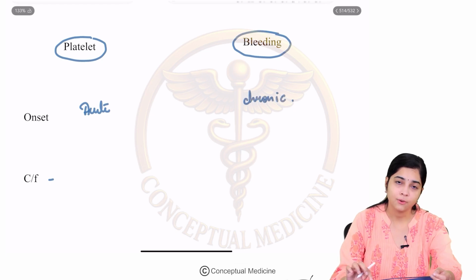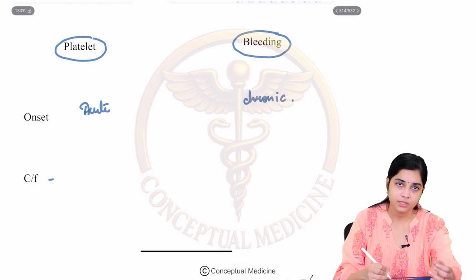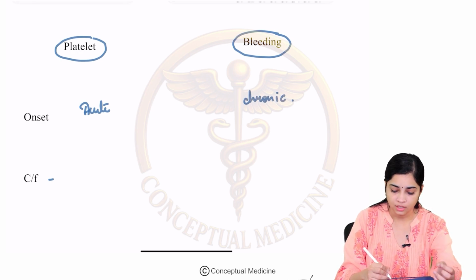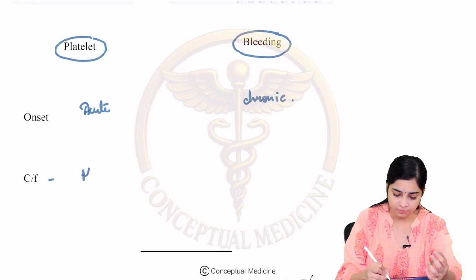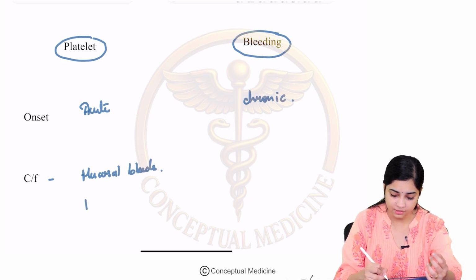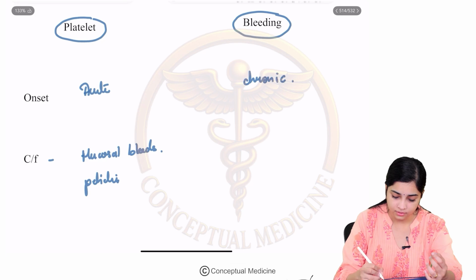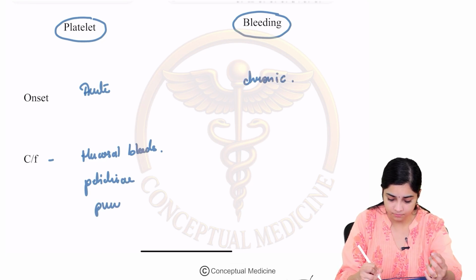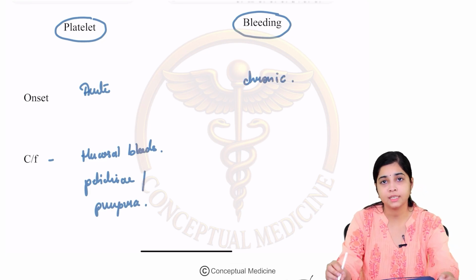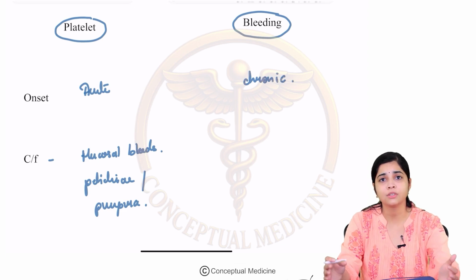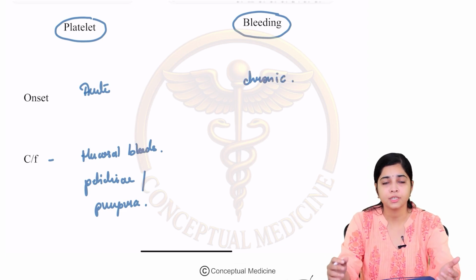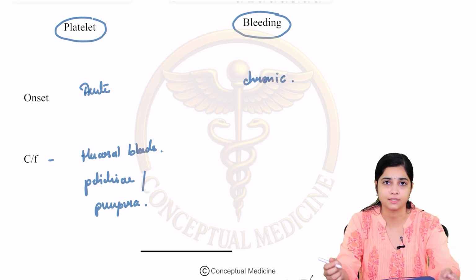What are the clinical features of a platelet disorder? It depends upon the severity of the thrombocytopenia. However, most commonly they present with mucosal bleeds. They can present with petechiae, which are pinpoint lesions on the skin, or purpura, and bleeding from the lips, nose and gums. It's not always that there is an immune mediated destruction. In infections also, like dengue fever and viral hemorrhagic fevers, you can have destruction of platelets and they present like this.